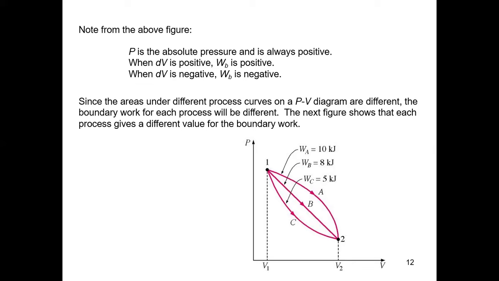The next figure shows each of the processes. Each process gives a different value for boundary work. Why are these WA, WB, and WC different? Because the areas under the curves are different. PV diagram.